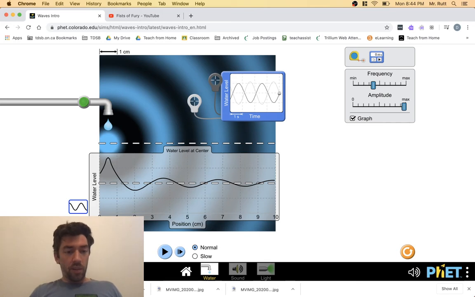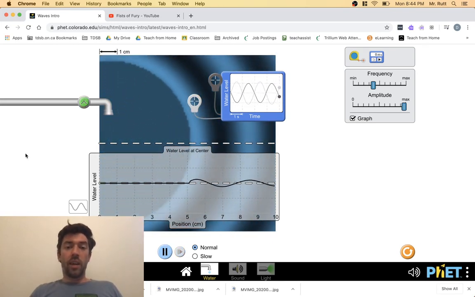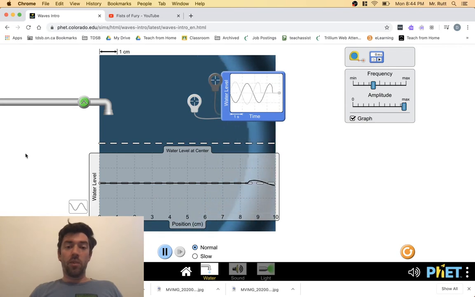If I click this button here, this is now going to be a single pulse instead of a continuous wave. So let me press play there. And you can see that one is going to be a single pulse, and you can see that on the graph. Now it's gone, the pulse has passed, so there's no more graph happening there.